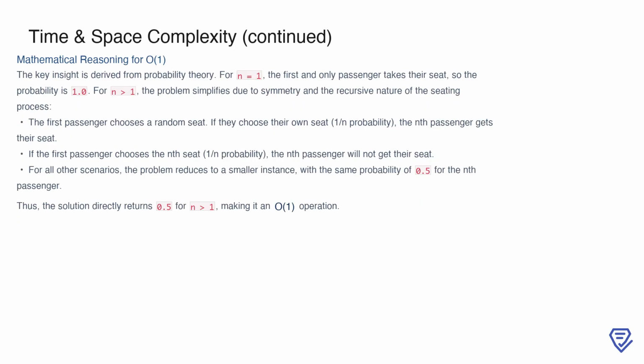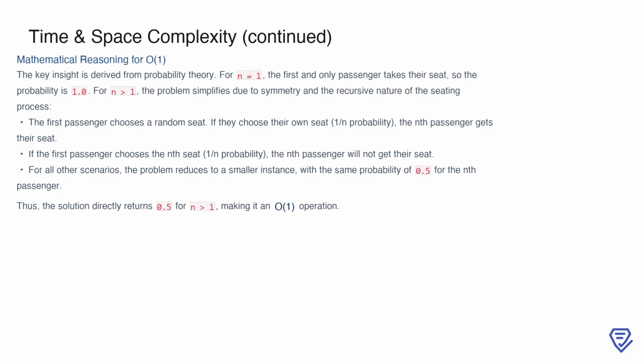The constant time complexity of this solution is rooted in a key mathematical insight. For n equals 1, there is only one passenger, so the probability of them sitting in their assigned seat is 1.0. For n greater than 1, the problem simplifies due to symmetry in the seating arrangements and the recursive nature of the process. When the first passenger chooses a seat, there are 3 possibilities: they choose their own seat, the nth seat, or any other seat.